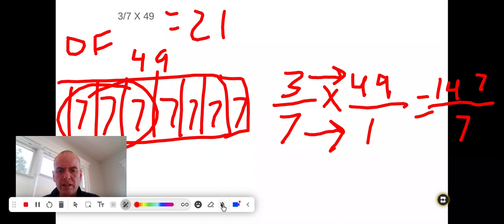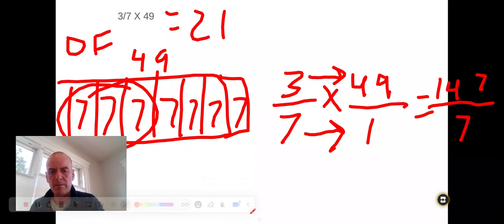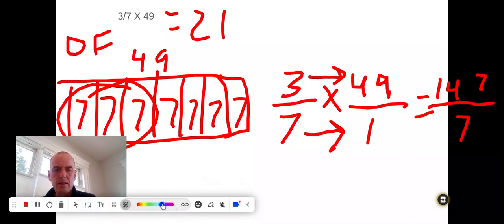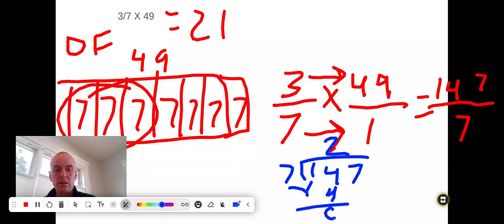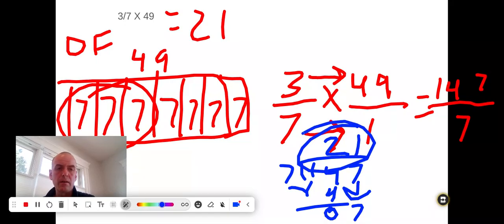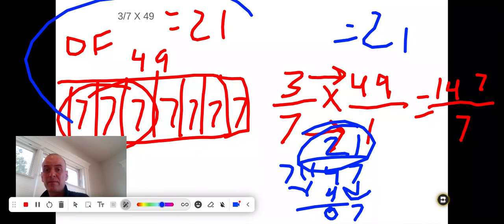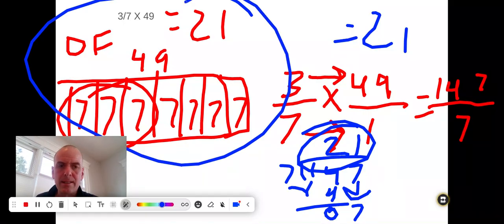So 147 sevenths. Let me switch colors. 147 sevenths. So 7 goes into 14 2 times. Where's 14? 0. Going down to 7, 1, 21. Okay, equals 21. So they both work the same. All right? You can see that this way is easier. It is. But you're going to need to know this other way.